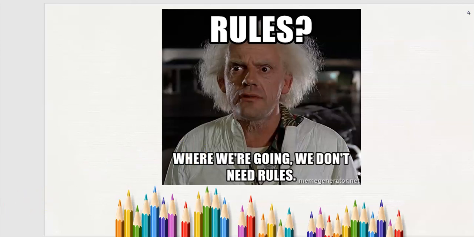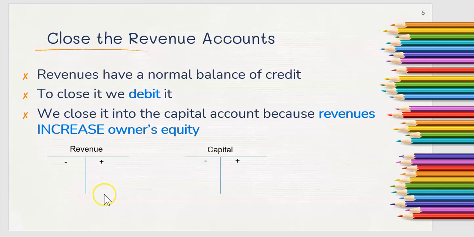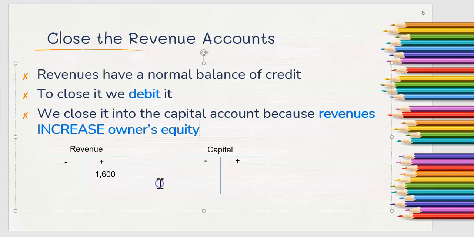So the first step in the closing process is to close the revenue accounts. So think about your revenue T account. It has a normal balance on the credit side, okay? So if I were to put in a balance over here in the amount of $1,600, in order to close that, in order to make that zero out, I would then have to debit that account $1,600.